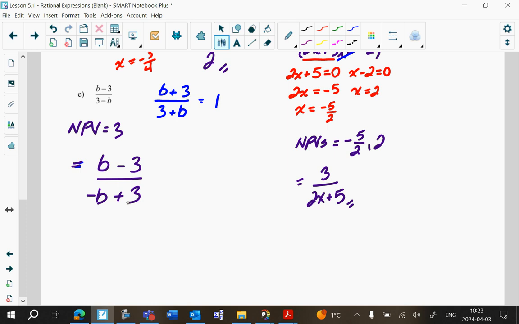However, I can actually factor the bottom. How can I factor it? I can divide -1 out of both of them. I'm going to take out a -1. What's negative b divided by -1? b. What's 3 divided by -1? -3. Oh, now I've got two that are the same, but what's left over? -1.